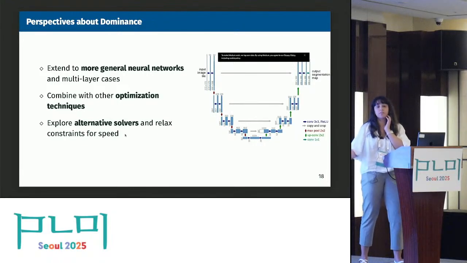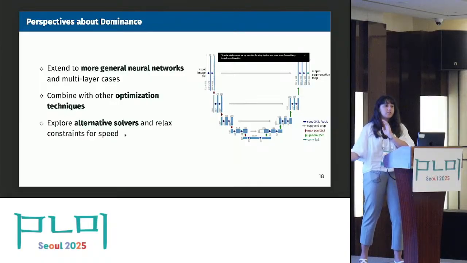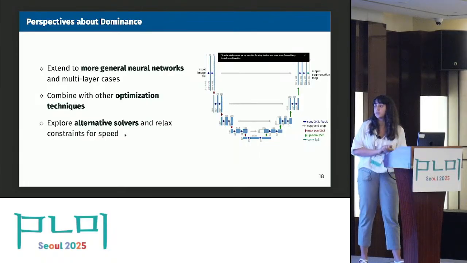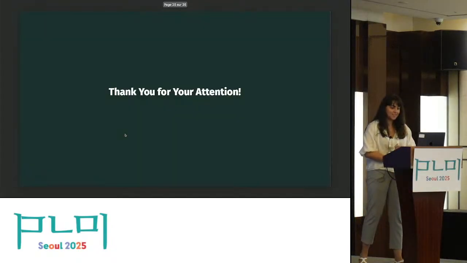As for perspectives, as I said, we want to extend to more general neural networks. Why not combine with other optimization techniques like pruning and knowledge distillation, and explore other alternative solvers and relax constraints for speed. So that's it. Thank you for your attention.